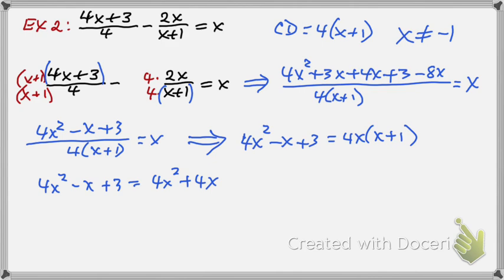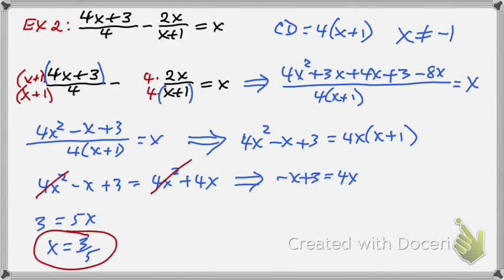I've got 4x squared on both sides. That'll cancel. I start combining like terms and solve, and I get x equals 3/5, which is okay because it's not negative 1. Again, to check that answer, I'd go back and plug it in my original equation.